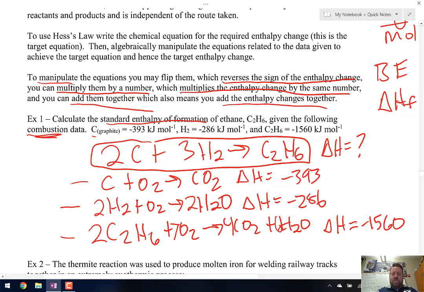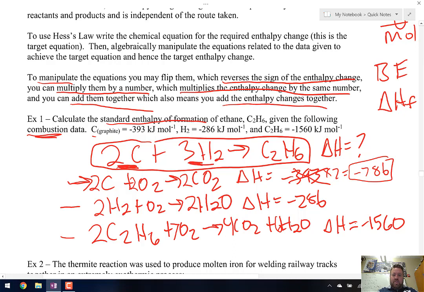For example, we need 2 carbons and we need them to be reactants. Down below in our first equation, we have 1 carbon. It is a reactant, which is good, but that also means we need to take this whole equation and double everything: 2, 2, and 2. That also means we have to double our enthalpy value. 393 times 2, I believe, is -786. That's the value we're going to use.